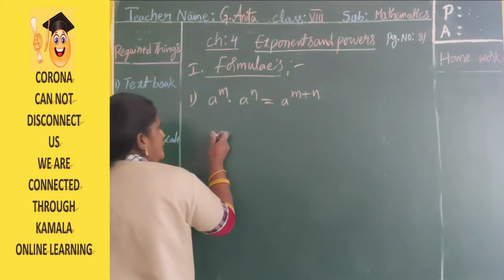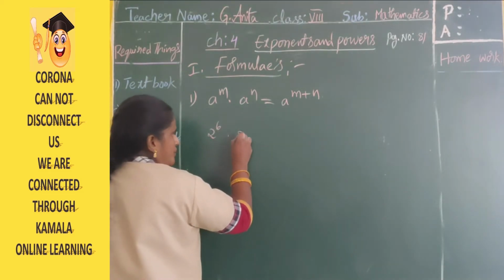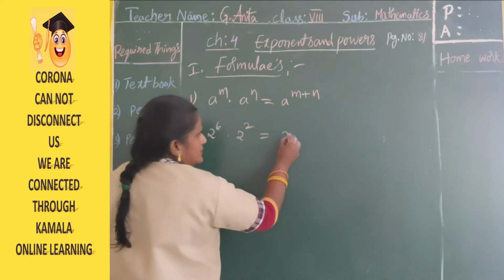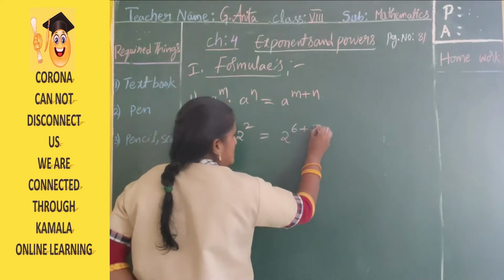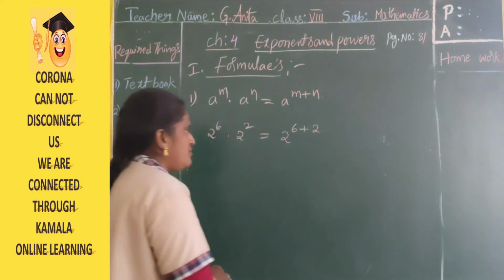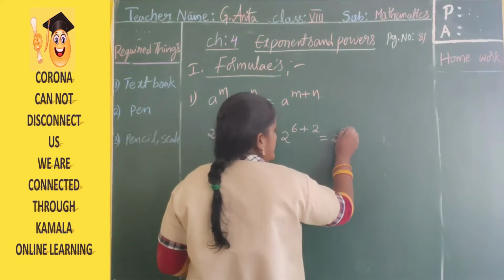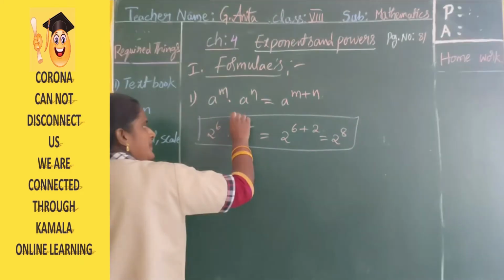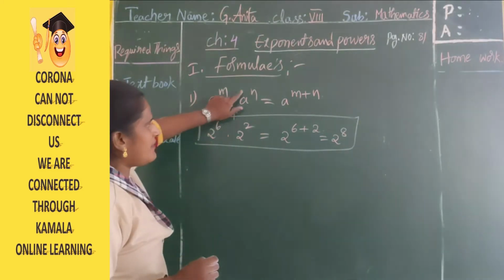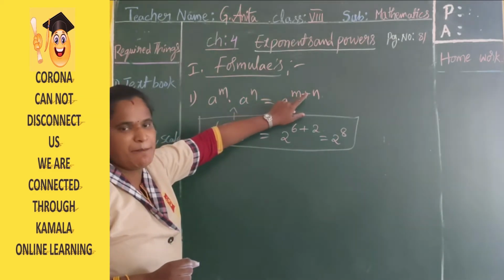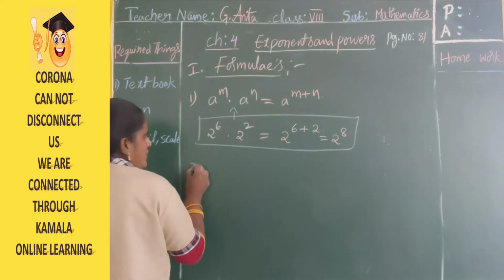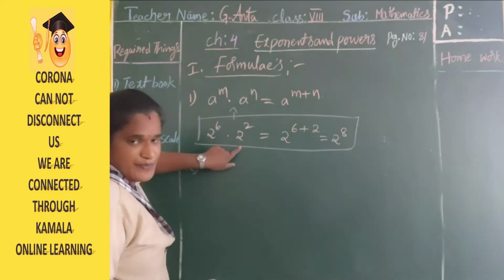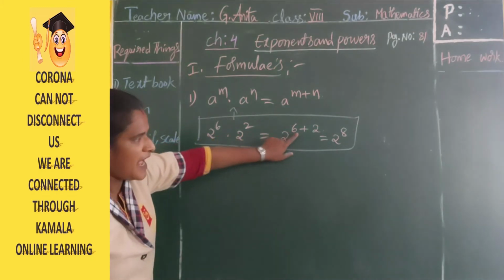For example, 2 power 6 into 2 power 2. Here bases are same, so powers should be added. 2 power 6 plus 2 is equal to 2 power 8. So this is the formula: a power m into a power n is equal to a power m plus n. Next, second formula. Here bases are same, observe.